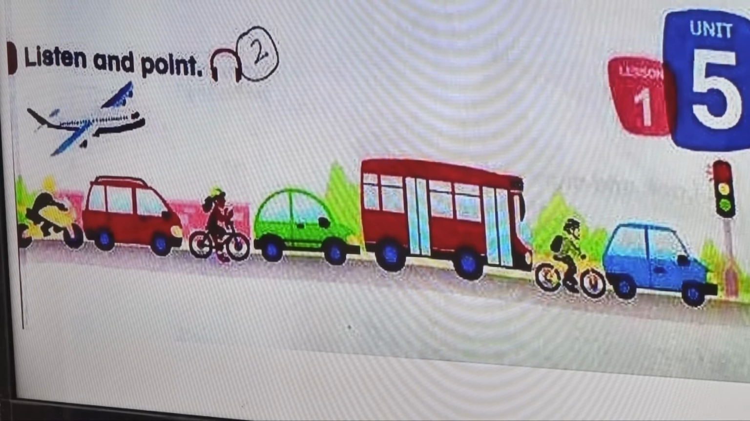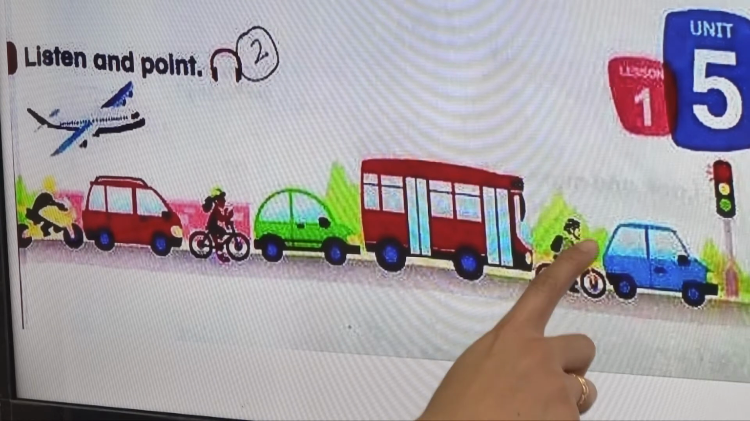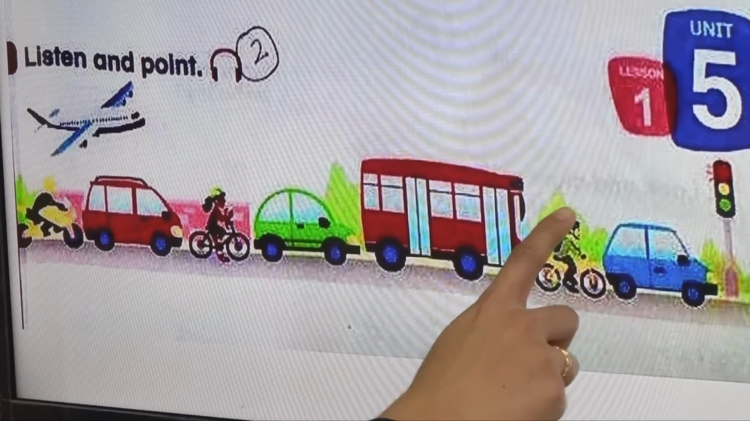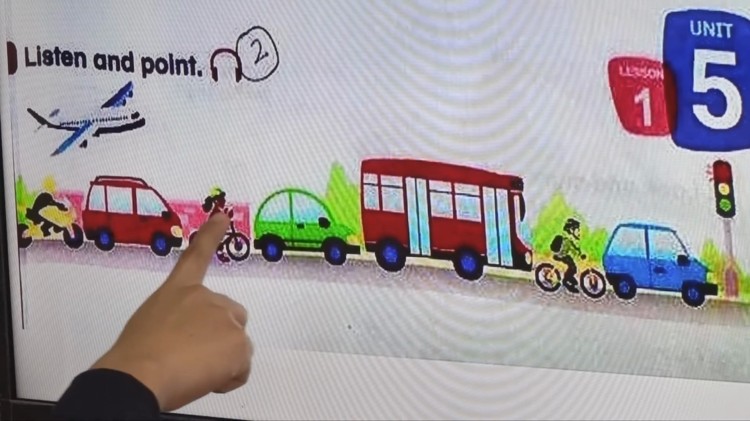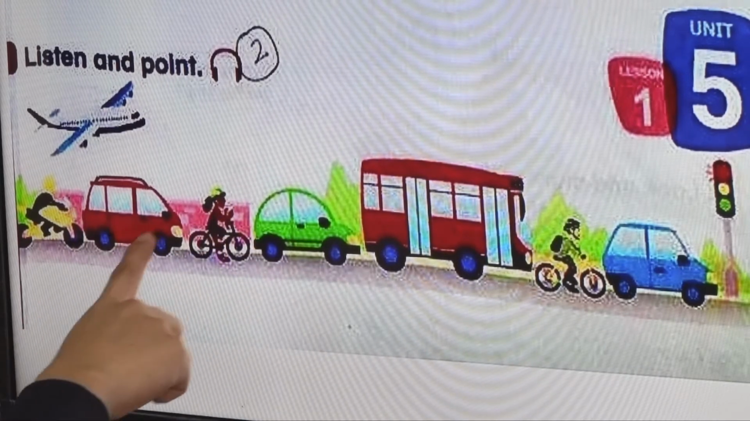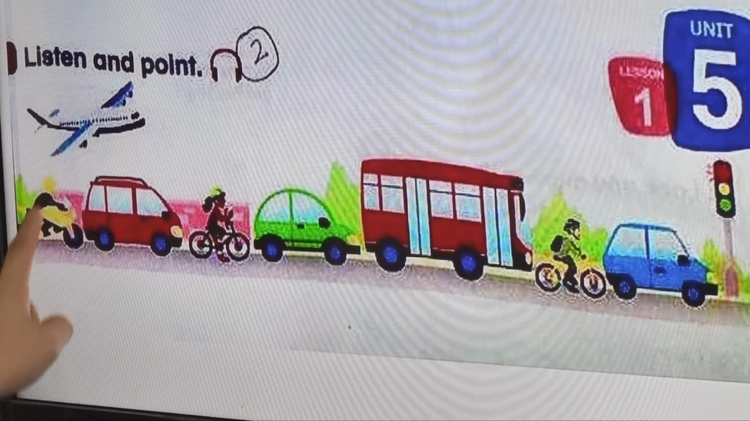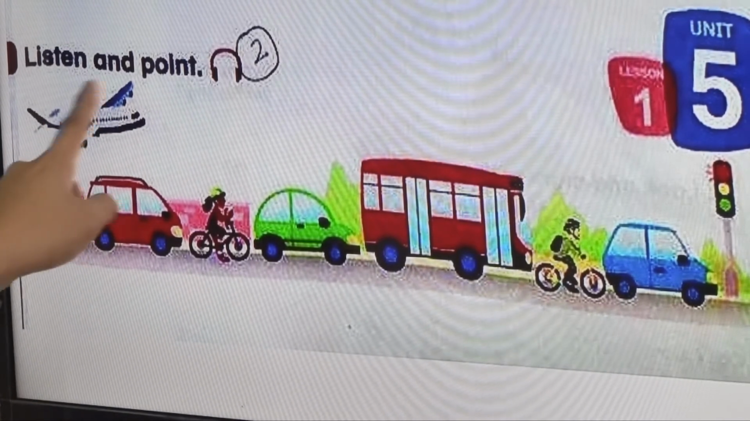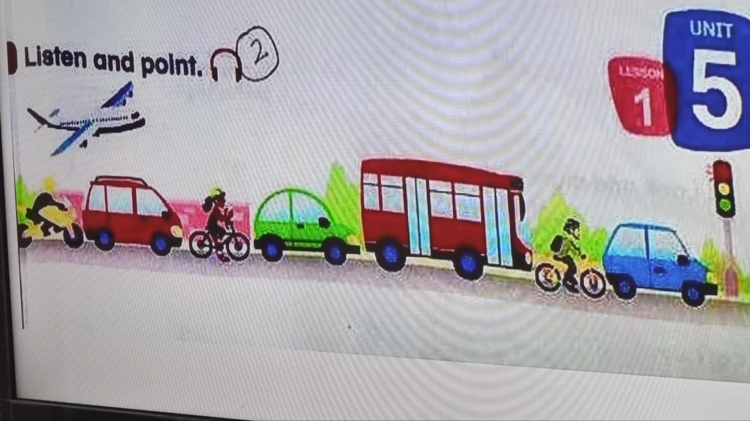Alright, so that's it, okay? So we have the blue car, yellow bike, red bus, green car, black bike, and red car. So what are these two? What are these two? Right? This is the plane and the yellow motorbike, right? Motorbike. Alright, so now let's continue on forward, okay?